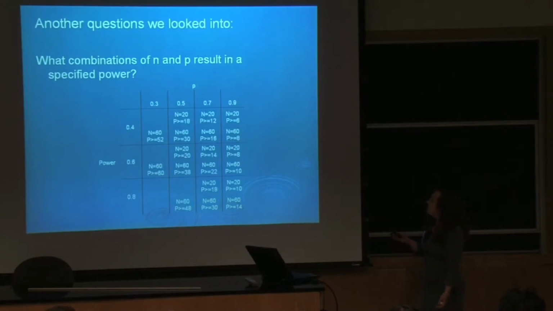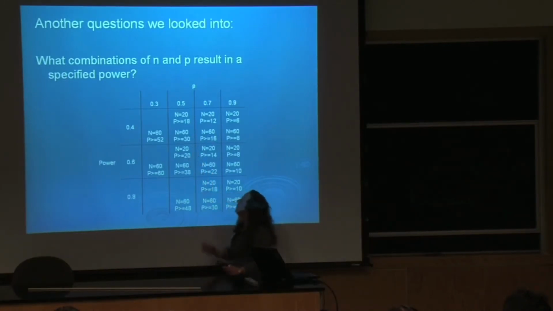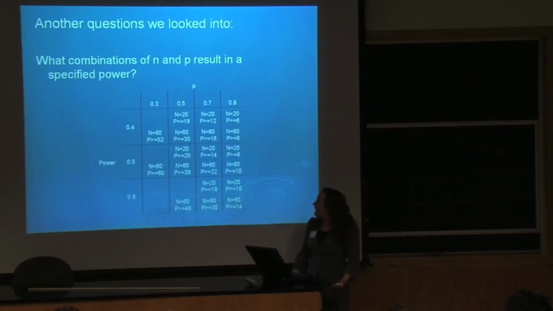But another question arises as what combinations of n and p will result in a desired power. So looking at this, we can see that as rho increases, you're allowed to censor more and you will still meet a specified power. Also, if you look at this box right here, we can see that as a percentage, for n equals 20, you need 90% of the sample in order to have 0.4 power. On the other hand, when n is 60, you only need 50% of the sample in order to meet that same power.